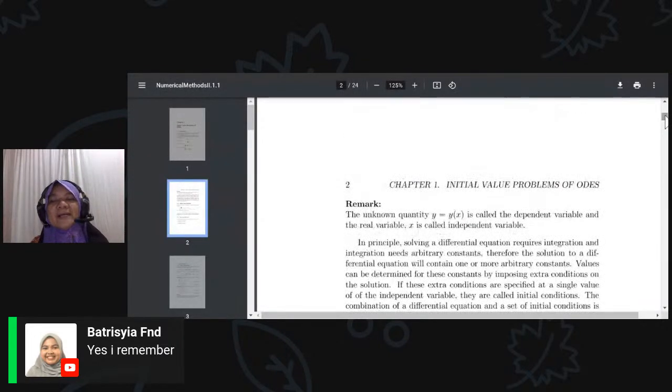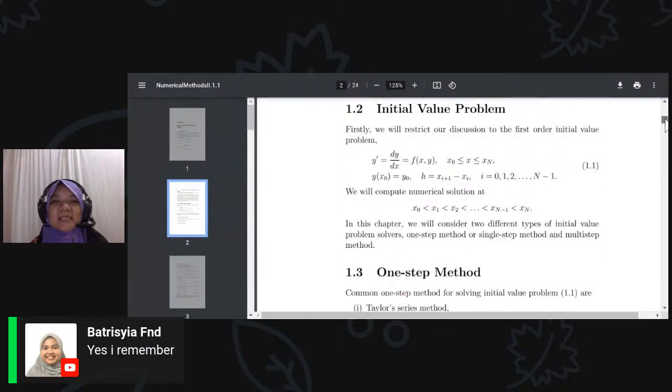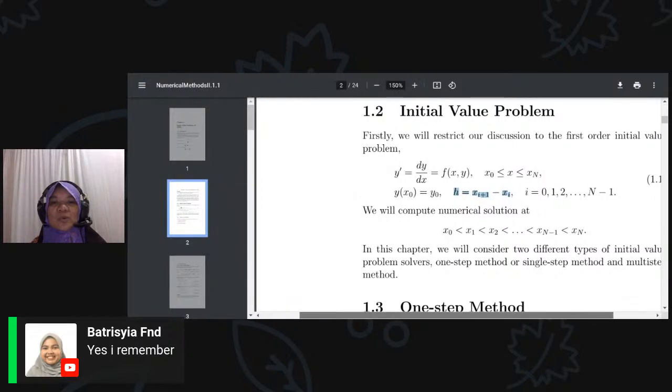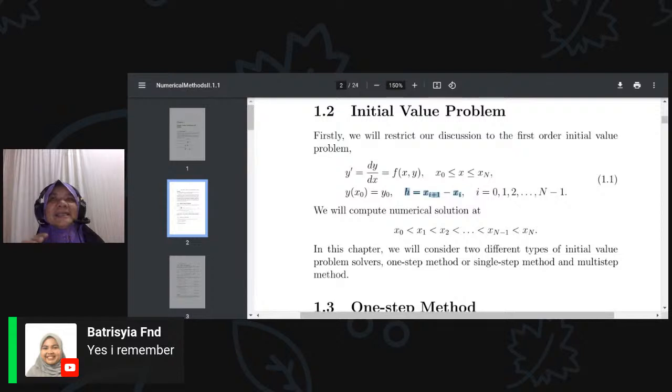So let's go for the overview of our chapter 1. In chapter 1, you can see here we need to know what the initial value problem is. What is the condition? When x equals the initial point x naught, y is equal to y naught. They should give this condition, and they also give us the size of interval. What is the size of interval? It is the difference between the two points xi plus 1 and xi. All right, so you can remember.